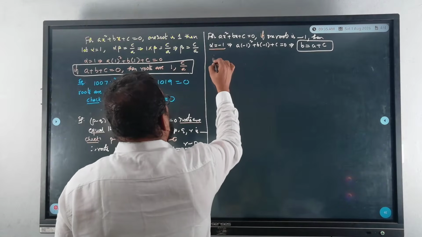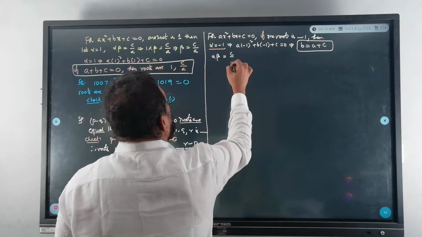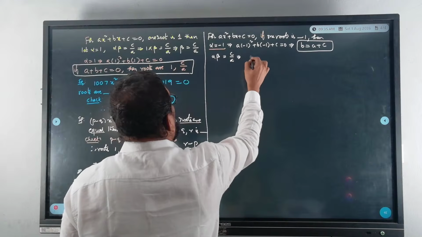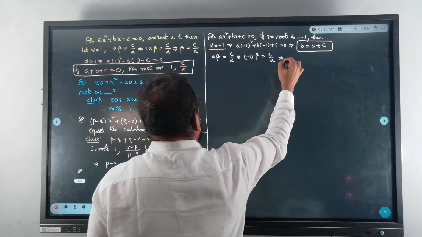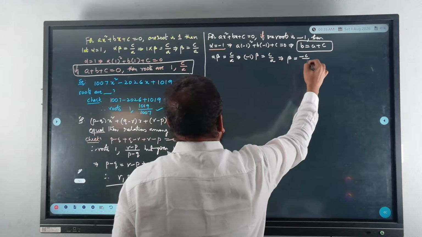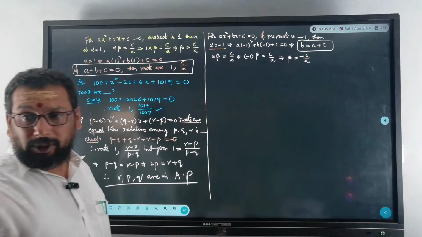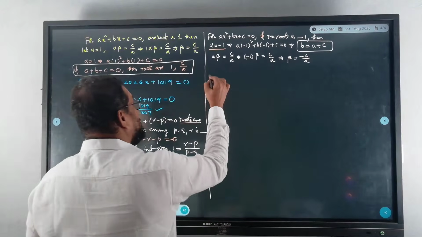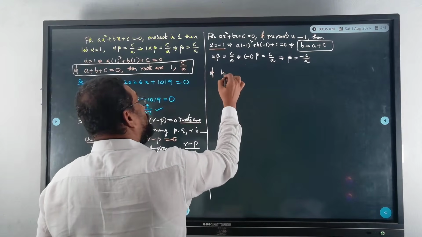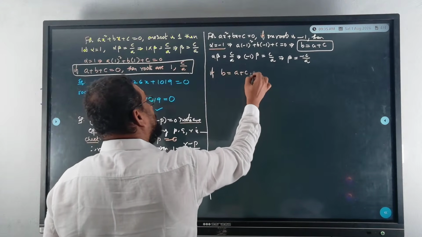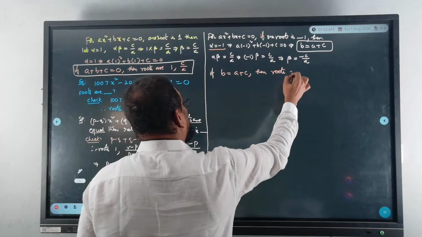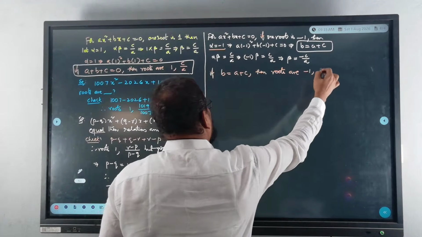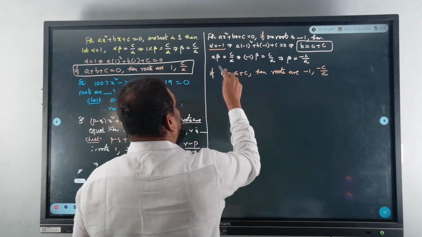Now you know alpha beta is equal to c by a. Alpha is -1, so -1 into beta is equal to c by a, then beta is equal to minus c by a. Now the condition is if b is equal to a plus c, then the roots are minus 1 comma minus c by a.